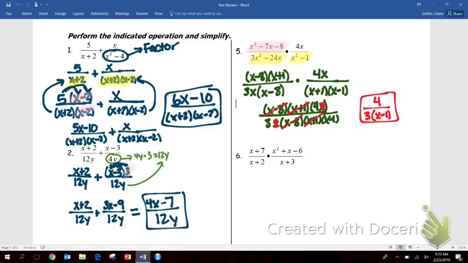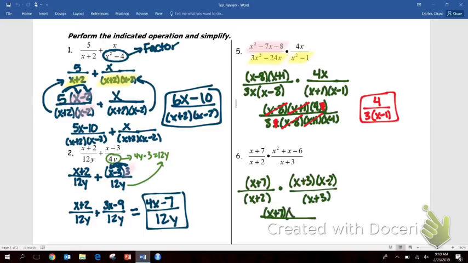Okay. Number 6, easier version of the exact same thing. So I can't factor x plus 7. I can't factor x plus 2. I need to factor this, which is x plus 3, x minus 2. And then I can't factor x plus 3. So when we're multiplying, we factor everything we can, and then we put everything in the numerators of the separate fractions in the numerator of a mega fraction.